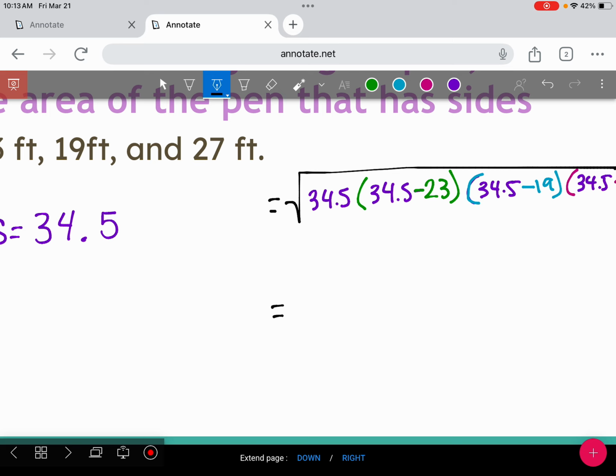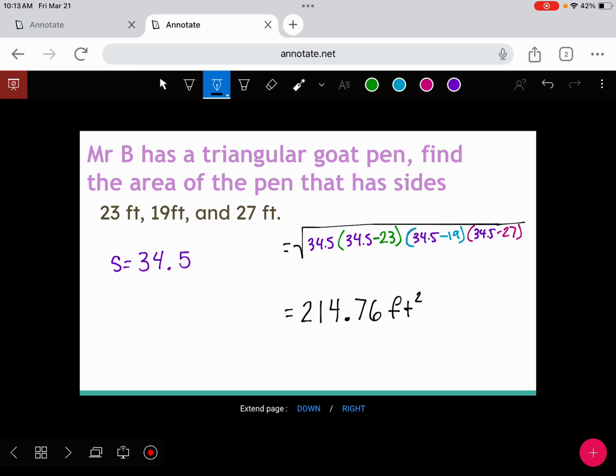What do we get? I heard a lot of different overlapping versions of 214.76 feet squared. Again, I will make sure on quizzes and tests that we specify where to round.